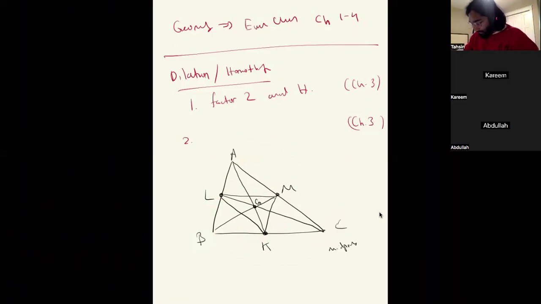Okay, so that's right. It's centered at G, and the factor is -2. So it's centered at G with factor -2. That means whatever point you had, you stretch it by a factor of 2, but you move it to the other side. So you go from here to here. So does it make sense what I mean by factor of -2?